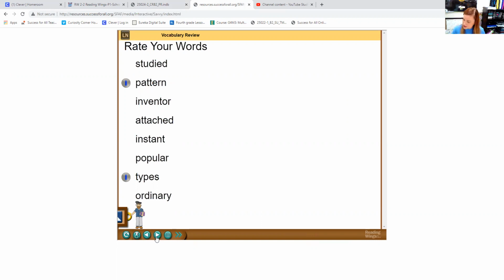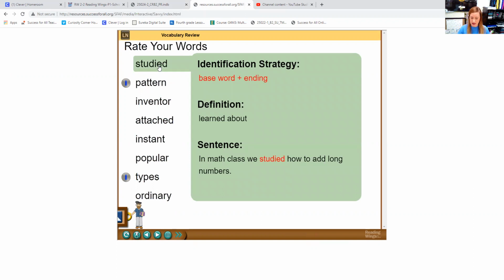Okay, so let's look at the first word. It says studied. Studied means learned about. In math class, we studied how to add long numbers. And then we have pattern. Pattern means a series, shape, or design. Together, the stars made a heart-shaped pattern in the sky.